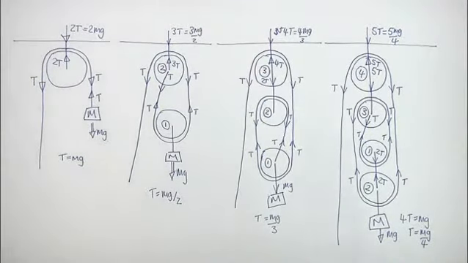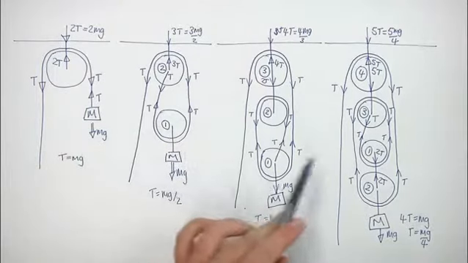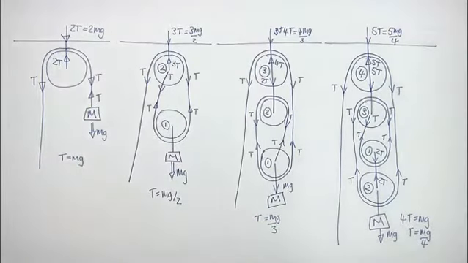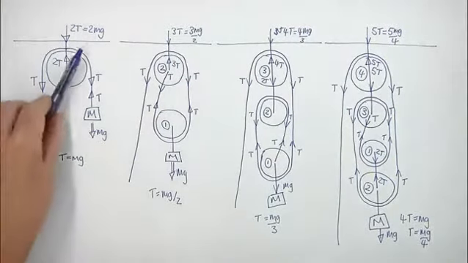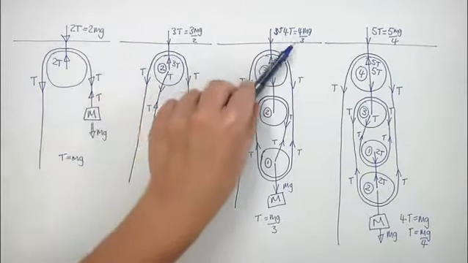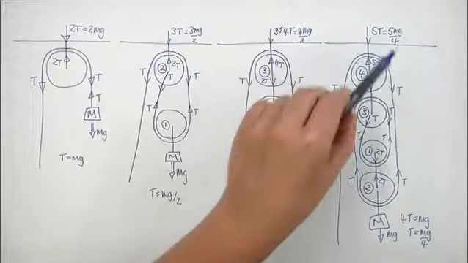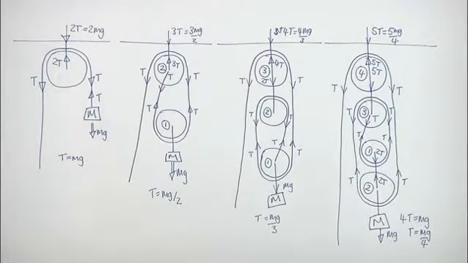So, as we increase the number of pulleys, what can we tell? The tension in the rope goes down. So maybe we could replace the rope with a thinner or less strong one. The force on the ceiling also goes down, which means we need less support at the top.